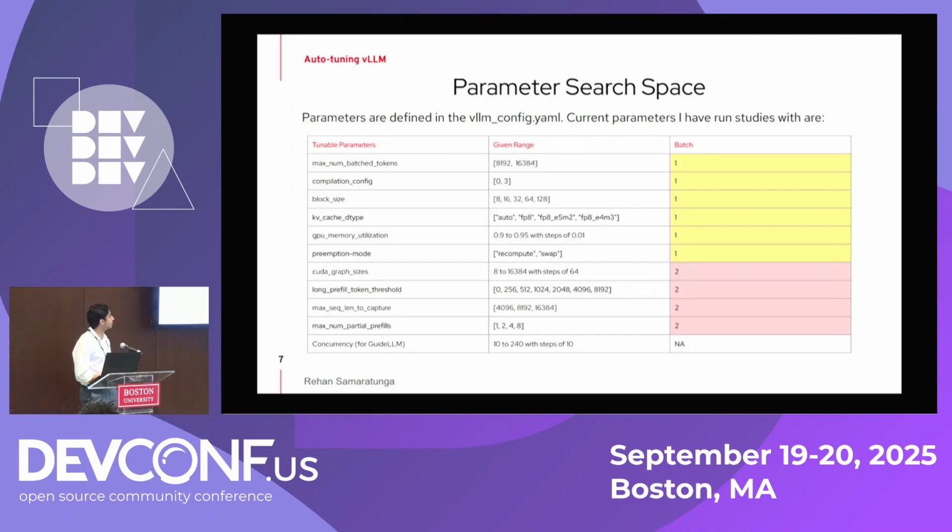So before I go into the data, this is the parameter search space that I worked with. These are the different tunable parameters on the left, the ranges that I gave them, and then the batches on the right. I'm not going to go too deep on the ranges, but the two batches I worked with, 1 and 2, were because, given the timeline, I only had 3 months. So I separated them into 2 batches to give me more time to understand what each parameter was doing.